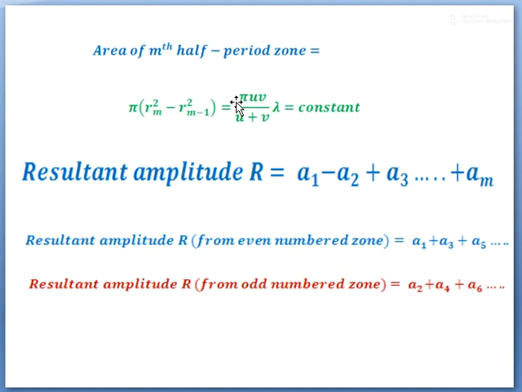So, regarding the resultant effect of any half period zone: during the construction of the half period zone I showed that the area is nearly constant. Now, with the zone plate construction, I have shown that the area must be constant and independent of n. So the resultant effect at an external point will obviously be the sum of these amplitudes.